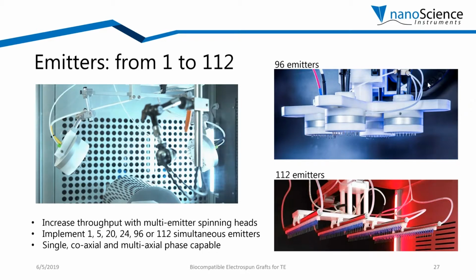So this will be our multi-emitter. So you can see in this image we're operating the LE500 in this case with up to 96 emitters simultaneously to increase the throughput. In this case, it's a core shell arrangement. Meanwhile, we can also operate with 112 emitters simultaneously. And then again, this is in case you want to increase throughput and cover wider areas during your spinning process.